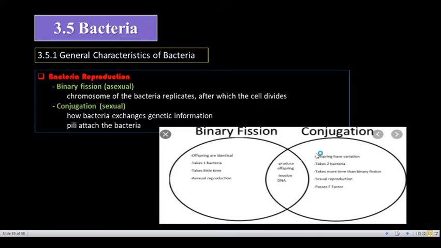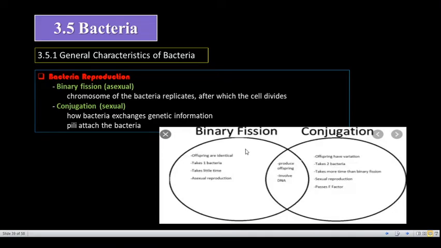So here you will see the difference between your binary fission and conjugation. And then on the center of the two circles, you will see their similarities. Okay. Now, number one for binary fission, the offspring is identical. Para sa binary fission class, ang napuproduce niya na offspring, pareho ng genetic material, or they are very identical.